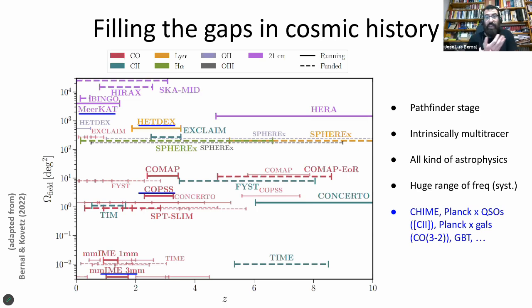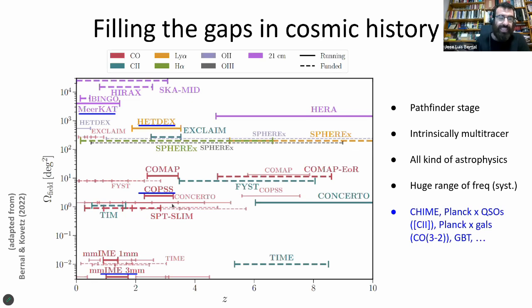And the good thing is that we already have, even in this Pathfinder stage, some detections. Almost all of them, if I'm correct, are in cross correlation with galaxies, and some of these detections are for MeerKAT. I'm going to discuss this detection in cross correlation with galaxies. There's also a claim, as far as I know, that they still haven't published, of detection in the auto power spectrum doing interferometry. Also with HETDEX, with the Lyman alpha doing stacking.